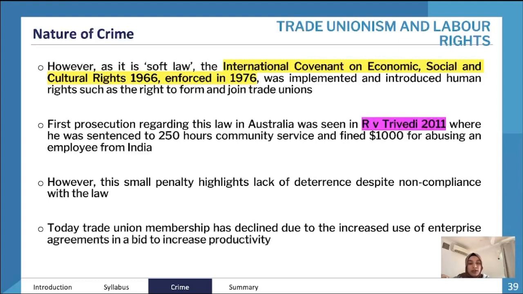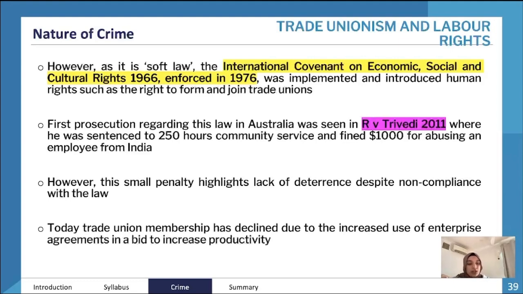So the first prosecution regarding this law in Australia was seen in the case of R v Trivedi, 2011, where he was sentenced to 250 hours of community service and fined $1,000 for abusing an employee from India. So again, very clear examples of the effectiveness of the law. Some people may argue ineffectiveness and say that's not enough of a punishment. Regardless, you can choose either side and argue your case. However, this small penalty lacks deterrence. Obviously, some people will be like, oh, I don't mind doing that. So it may not really stop people, right?